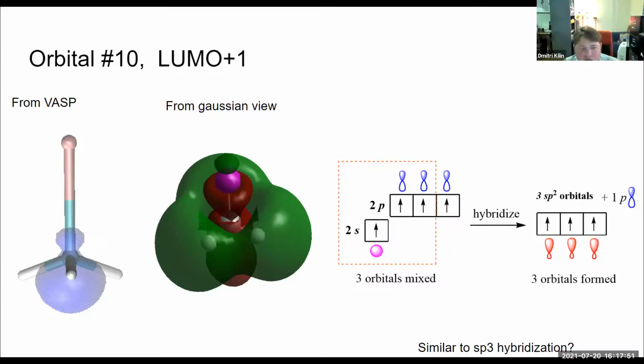This tetrahedral shape definitely prompts sp3. So sp3 would be tetrahedral, sp2 would be planar, but sp would be linear. And if we wait until almost the last slide, there will be situations when these hydrogens perform so-called umbrella motion and they come into sp2 configuration.